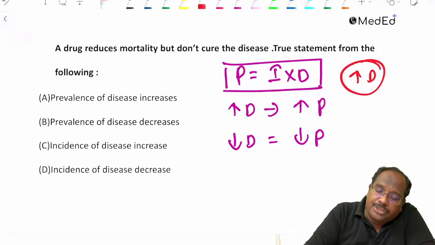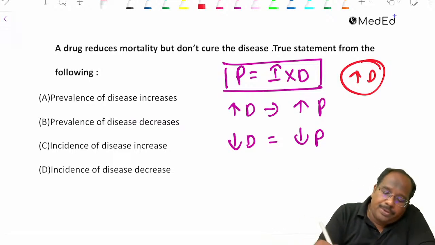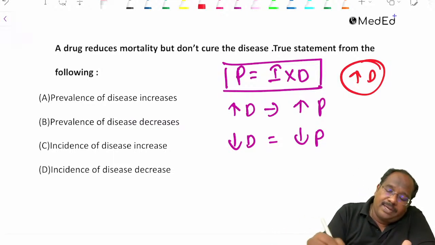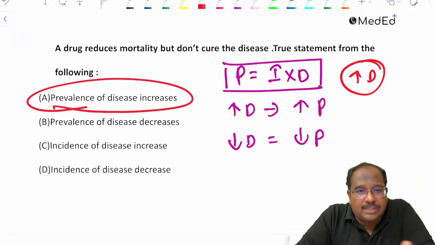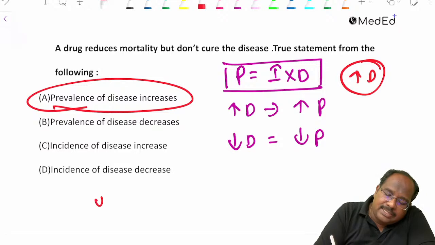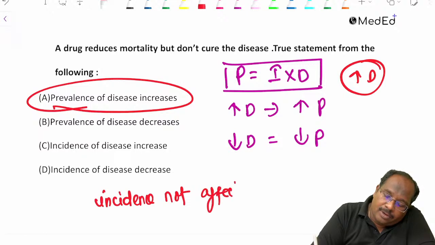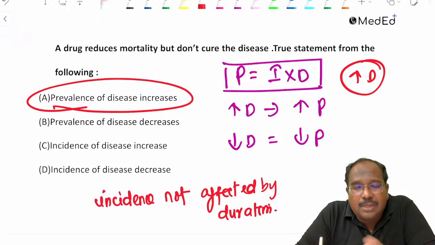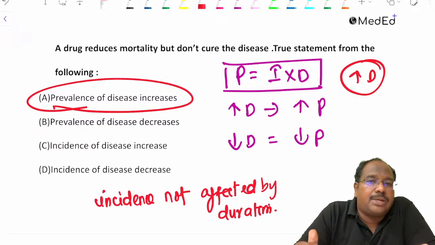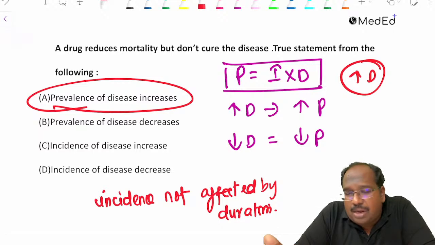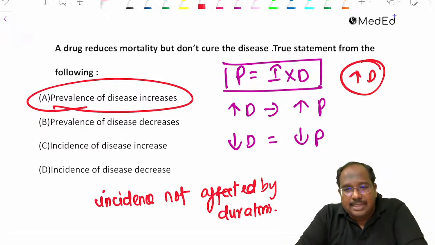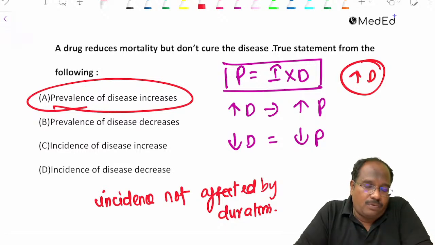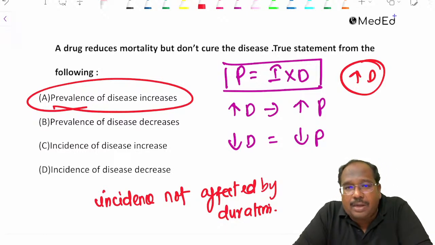The more the duration, the more the prevalence of the disease increases. Now what will happen to incidence? Incidence is not affected by duration. You can consider diabetes. There is no cure for diabetes, but we have drugs that reduce mortality. So automatically prevalence will be more, but the existing diabetes cases do not contribute to the occurrence of new cases. So the incidence is not affected by duration.